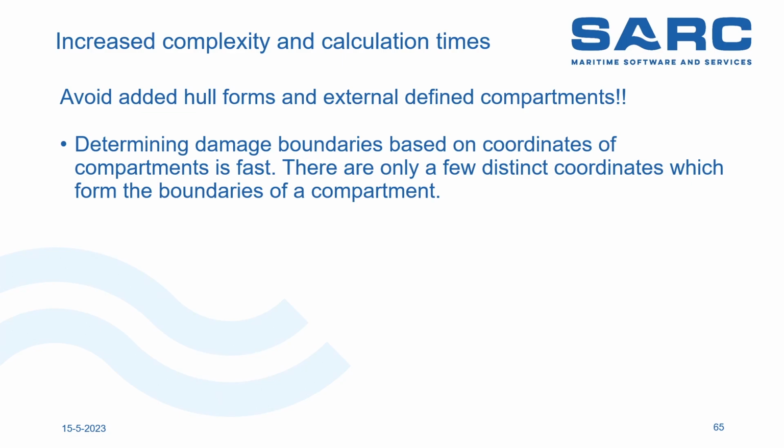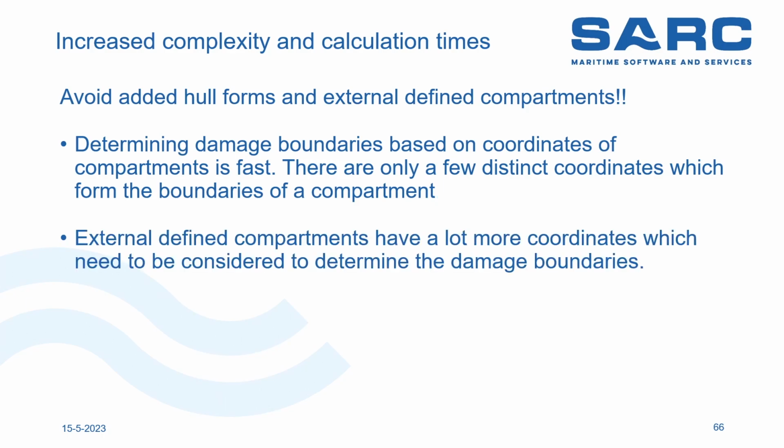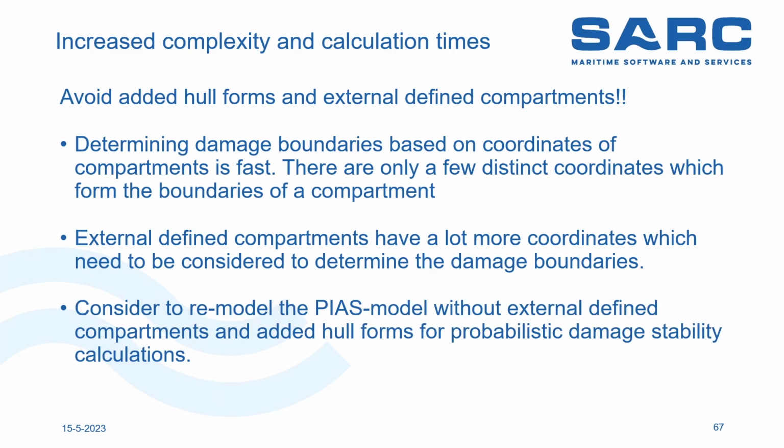Determining damage boundaries based on coordinates of compartments is fast. You only have a couple of coordinates, which have to be searched by PIAS to define the intrusion of a damage case. And for an externally defined shape, you have a lot of frame points, a lot of frame locations, so it really takes a lot of time. Now, is there also a difference in speed when you use the numerical coordinates for compartments or use the bulkhead index, stuff like that?